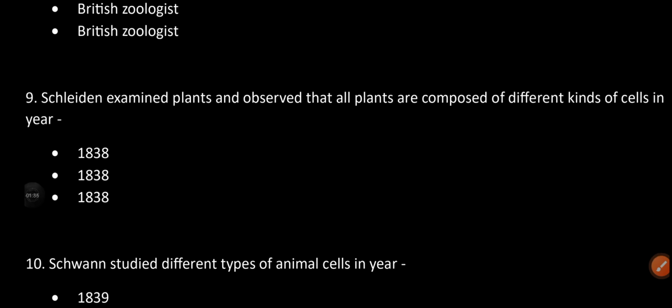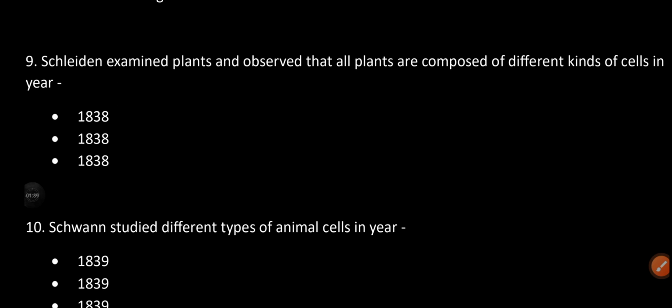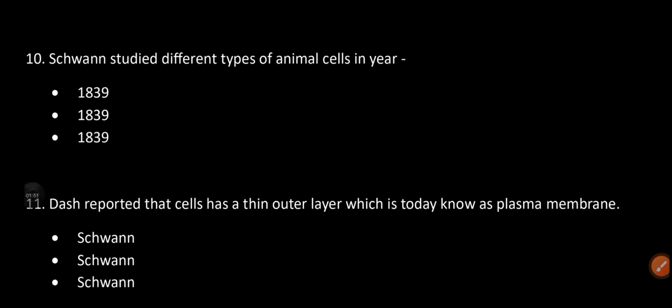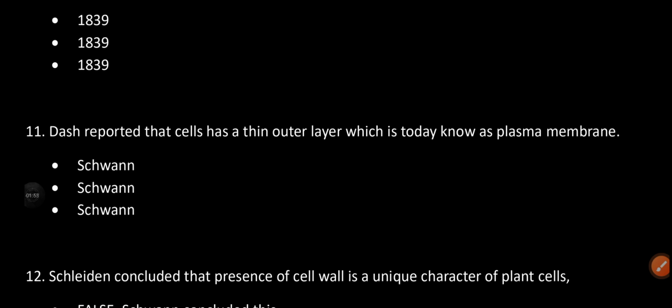Schleiden examined plants and observed that all plants are composed of different kinds of cells in the year 1838. Schwann studied different types of animal cells in the year 1839. Dash reported that cells have a thin outer layer which is today known as the plasma membrane. Schwann.